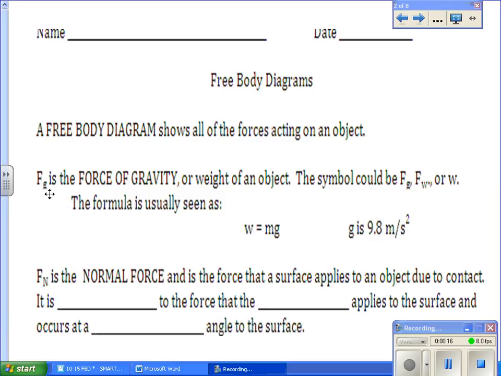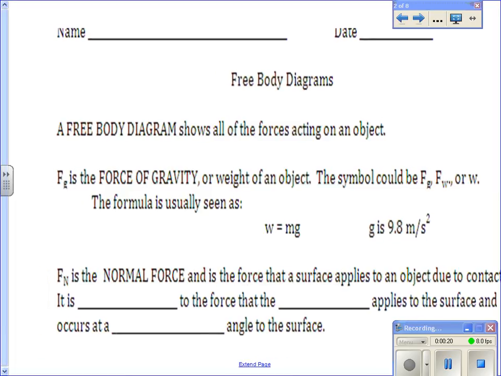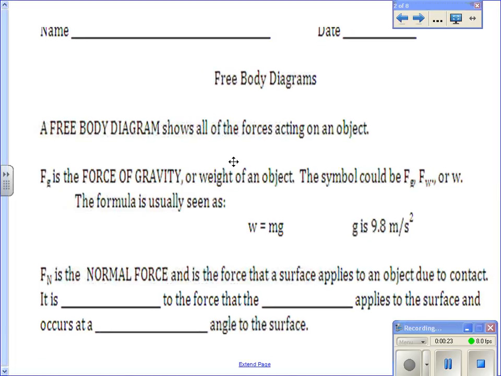F subscript G. So F of G is the force of gravity or the weight of an object. Force of gravity or weight of the object, synonymous. They mean the same thing. The symbol can be F of G, F of W, or just plain old W. The formula is usually seen as W equals mg. That's kind of going away as people are trying to emphasize the fact that it is a force. We're going to use F subscript G. We're going to use g being 9.8 meters per second squared. It'll be positive because we're always going to compute the weight of an object as being positive.